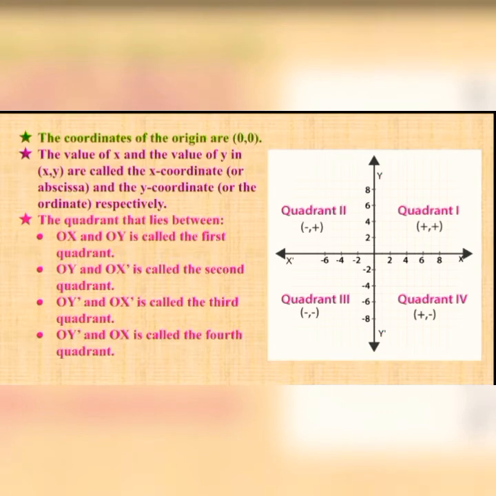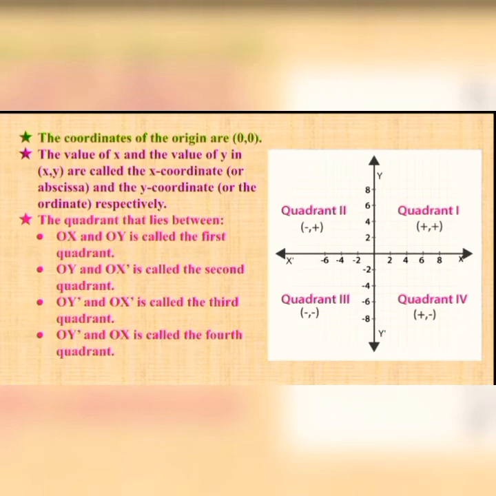Now, what are coordinates? The coordinates are the values of x and y. The value of x is called the abscissa and the value of y is called the ordinate.